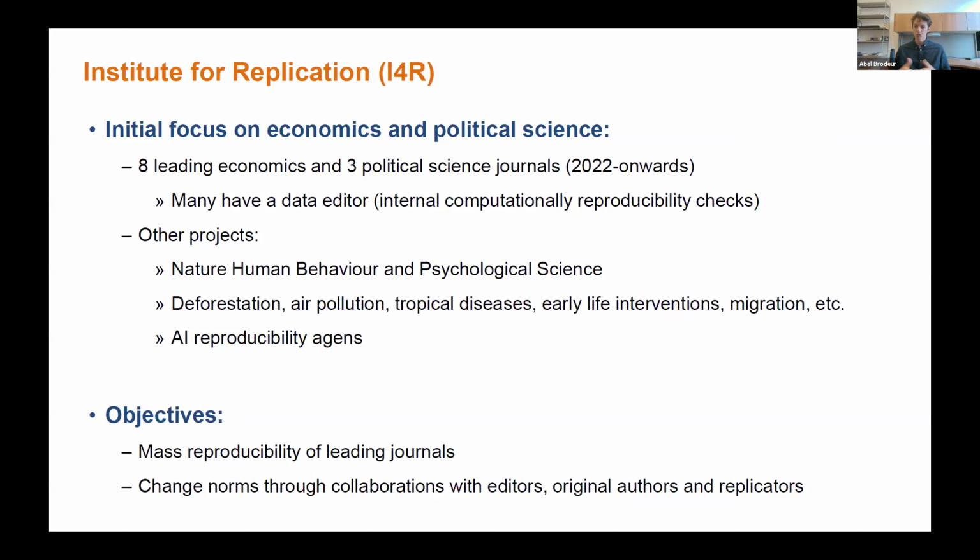So we have mass reproducibility projects on these topics, and we're interested in having other topics in the future. And I'll finish talking about AI if I have the time, but probably not. So the objective is what?